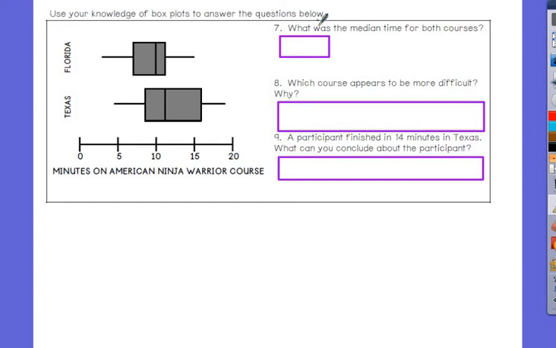Okay. It asks, what was the median time for both courses? Median is going to be your middle box line here. So what would you say the median is here? 8, 9. 9? I'd say so. And what about Texas? What's my median? 11? 11, 12. Let's see what they say exactly. They said Florida is at a 10. We were off 1 on both. Oh well, we were close. We're kind of looking at an angle here.